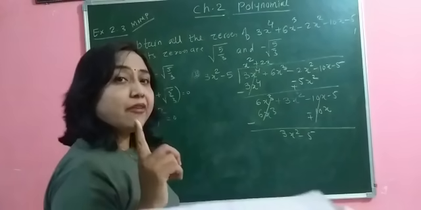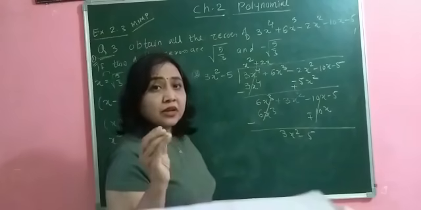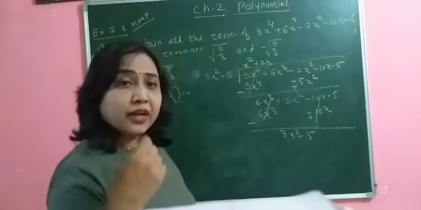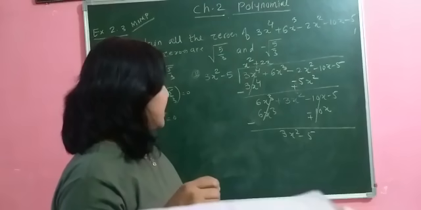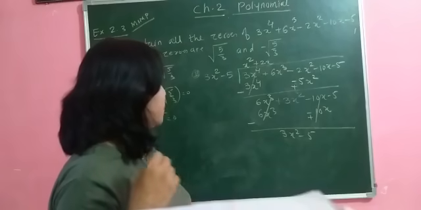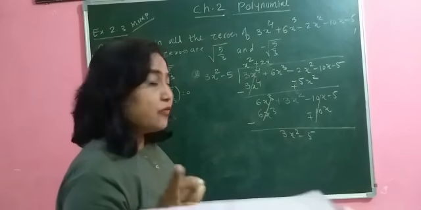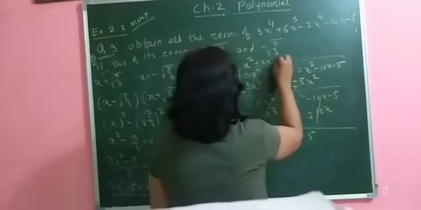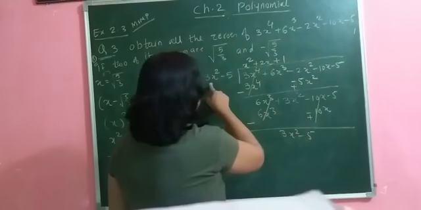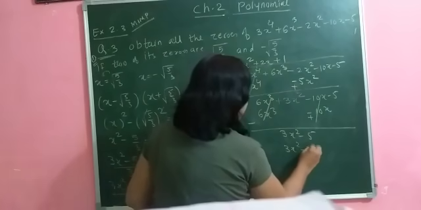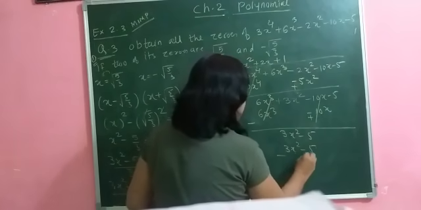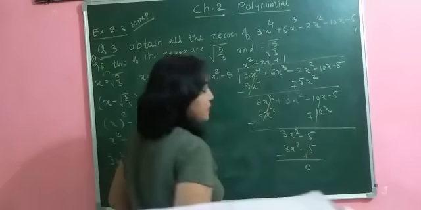So multiply by 1. If I have 5 and I want the same answer after multiplying by some number, then what will I do? I'll multiply by 1. So here plus 1. So 3x square minus 5 ones are 3x square minus 5. Change the sign. So your remainder will be 0.